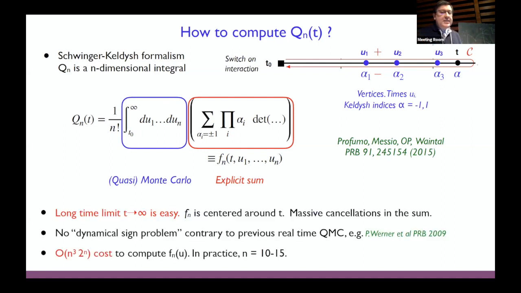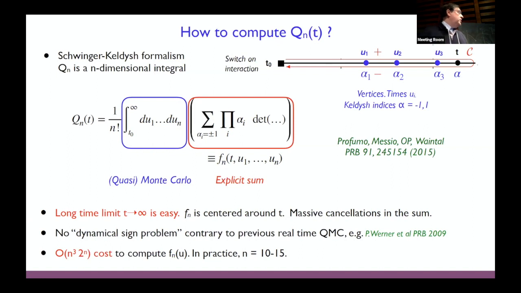The idea is that if you indeed accept to do this sum explicitly, then the long time limit is quite easy to take. And the reason is that this function, if you look at it, is in fact centered around the time where you want to compute. So you have to compute an integral at your time t, and your initial time can be very far away. It doesn't matter. The point is that there are massive cancellations in this sum, which are deeply related to unitary quantum mechanics, in fact, that you don't want to break and that you do explicitly.